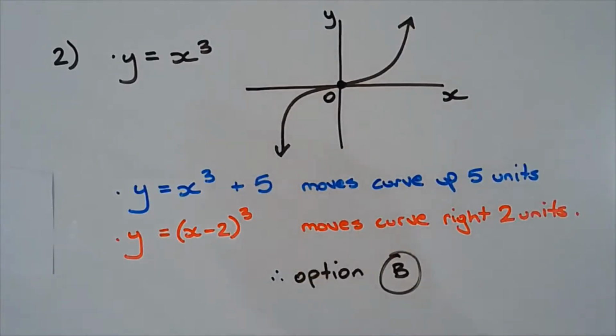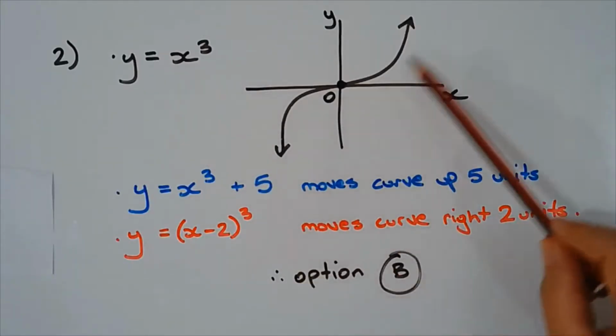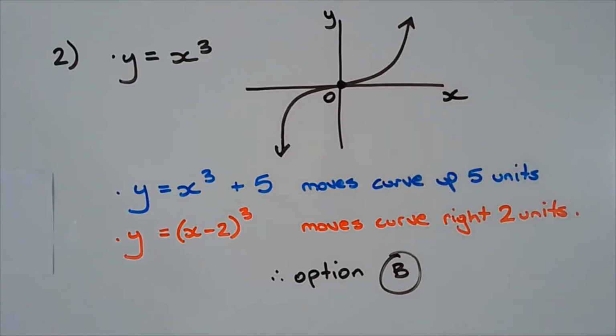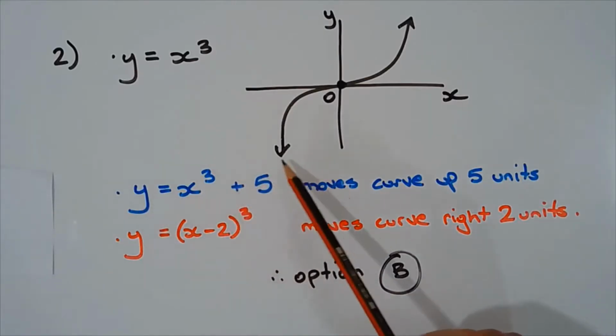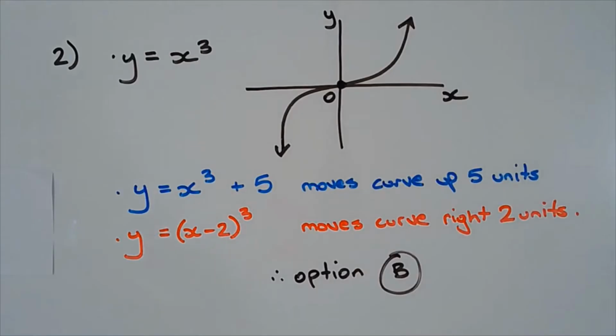Consider the function y equals x cubed. Its graph is a cubic curve that passes through the origin. Next, we'll consider the vertical and the horizontal translations in isolation. Now y equals x cubed plus 5 has the effect of moving the curve upward by 5 units. And we can think of this plus 5 as adding 5 to all the y coordinates on this curve.